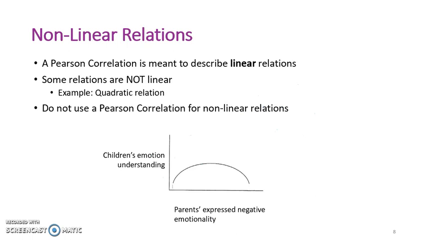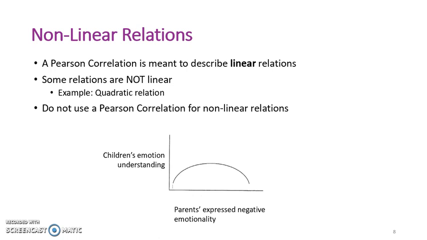We just covered how restricted range can reduce the size of a correlation, but other things can also influence correlation coefficients. For instance, the presence of an outlier could bias the correlation coefficient. It's also the case that a correlation coefficient may not be appropriate for your data. A Pearson correlation is meant to describe linear relations only, and some relations aren't linear. We could model them with other things, but it's not appropriate to calculate a correlation coefficient for non-linear relations.